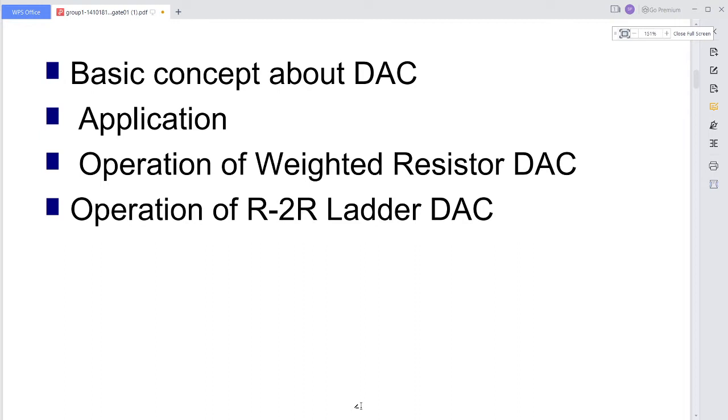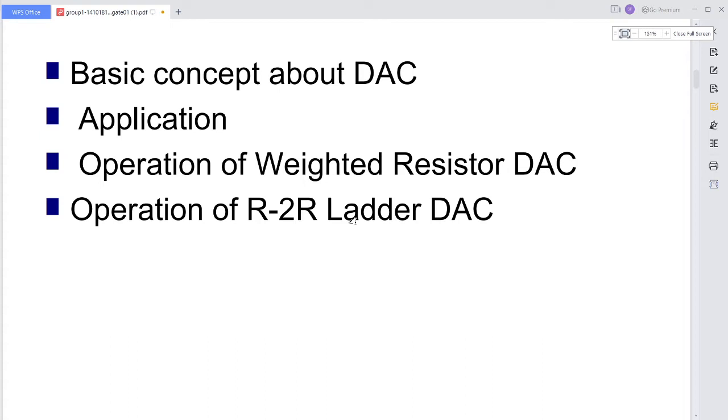There are three types of digital to analog converters. The first one is the weighted resistor digital to analog converter. The next one is the R2R ladder digital to analog converter. In continuation to the second one, we have one more DAC called the inverted R2R ladder DAC, which performs the opposite operation of the R2R ladder digital to analog converter. So the third one is the inverted R2R ladder DAC.